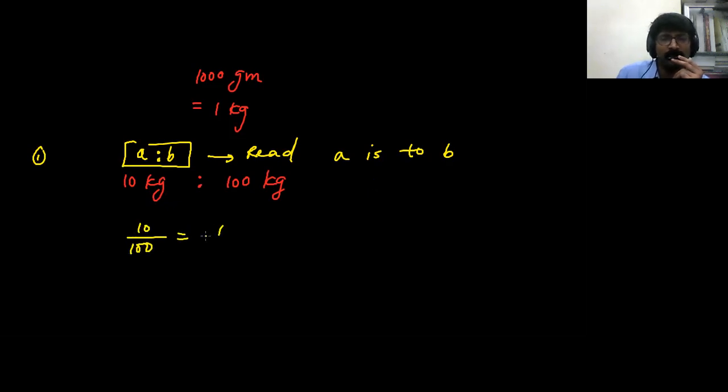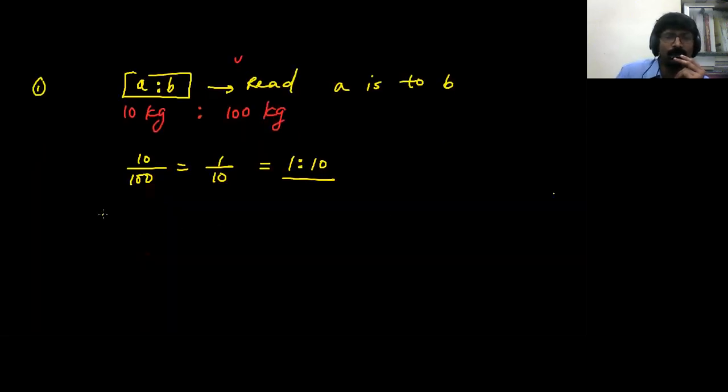So this can be written as 1 upon 10. What do you mean by 1 upon 10? It will be 1 is to 10. So this is the simplest form, the ratio, or the simplest form of the fraction is also called a ratio.